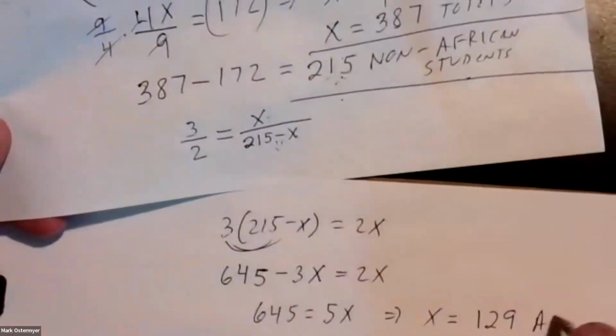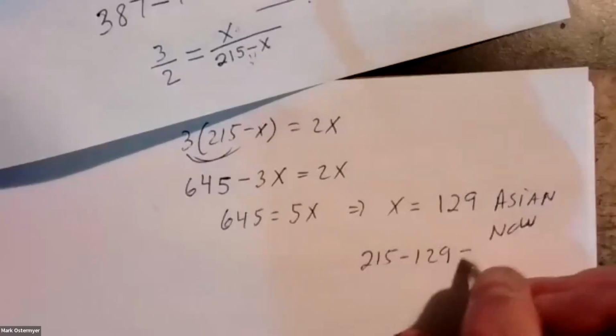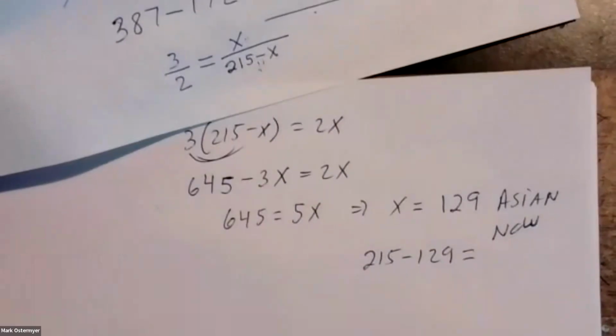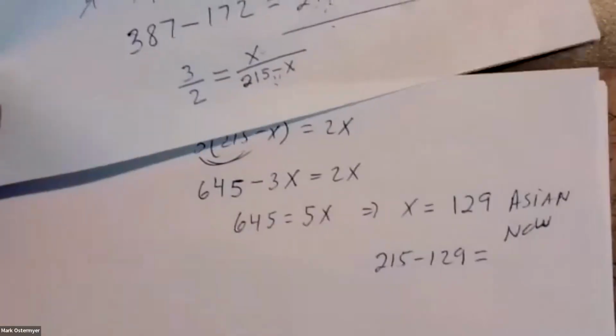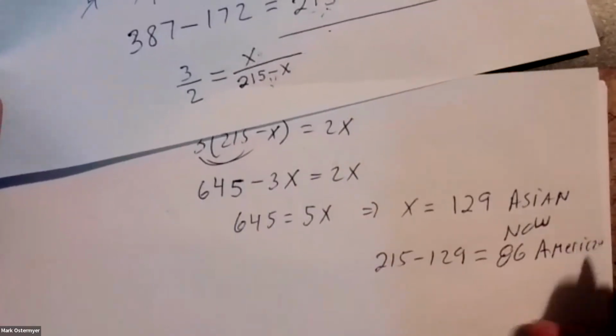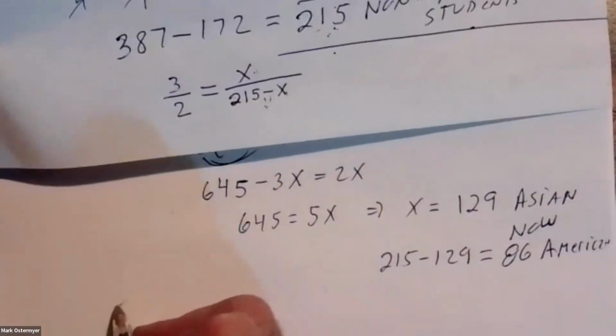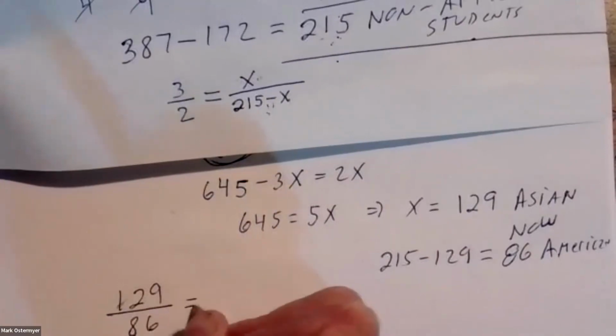Yeah, it's 129. So we have 129 Asian students. That's now though, correct? Yes. And we got 215 minus 129, which is how many American students? What's 215 minus 129? 86. Yes. So now the ratio of Asian to Americans is 129 to 86.